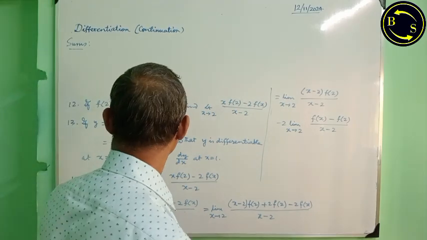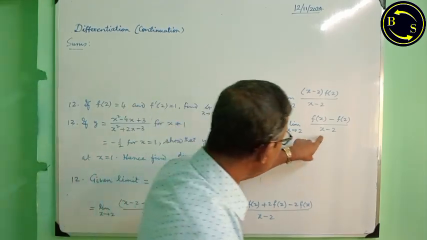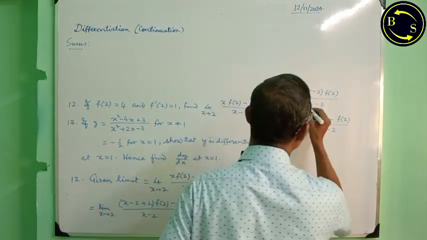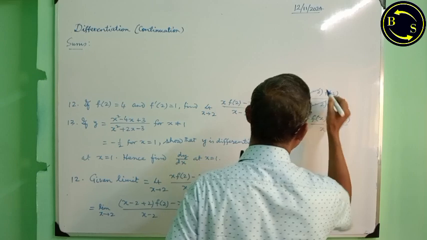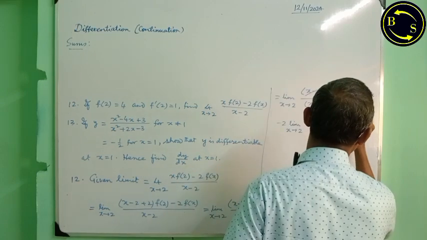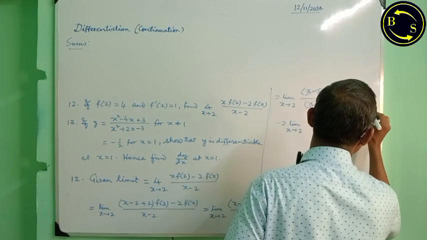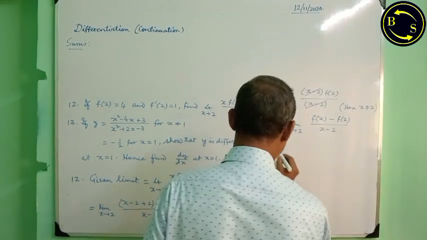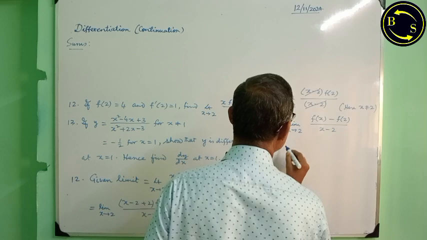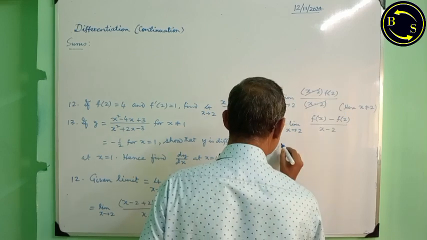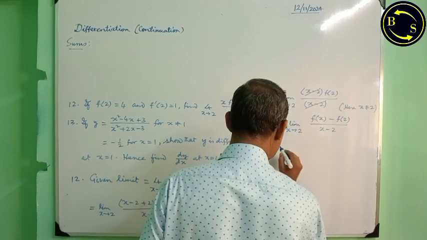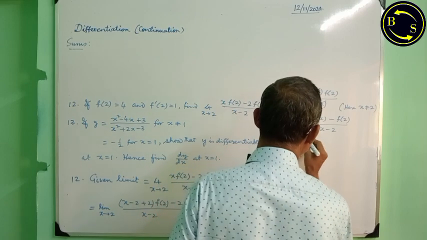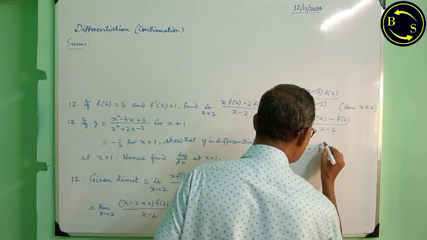As I have discussed, this is f dash 2, and here x minus 2 are cancelled. Here x is not equal to 2, therefore we can cancel from numerator and denominator. Therefore finally we get f(2), that is constant, therefore limit x tends to 2 of f(2) means f(2), minus 2, limit x tends to 2, this is f dash 2.